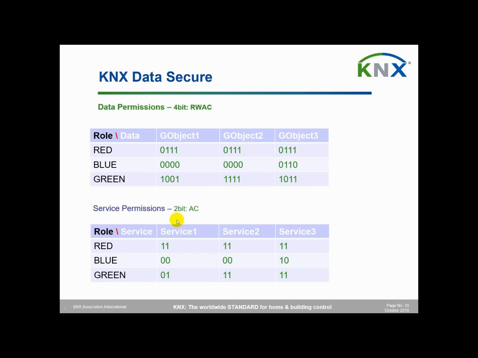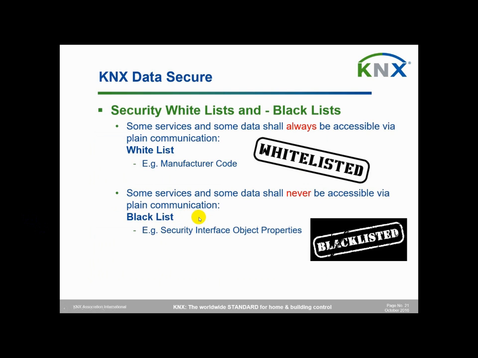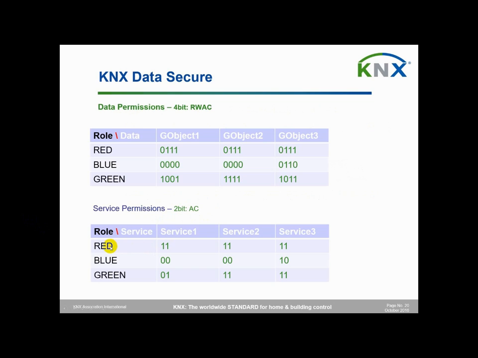In case of services, the table could look as follows. So service 1, service 3, service 1, service 2, service 3. Here only a 2-bit code is required in order to set up the service permissions, so authentication and confidentiality. In case of red, that means, in this example, that for all 3 services, authentication and confidentiality is required in order to have access to the service. Otherwise, no access. It is just an example.